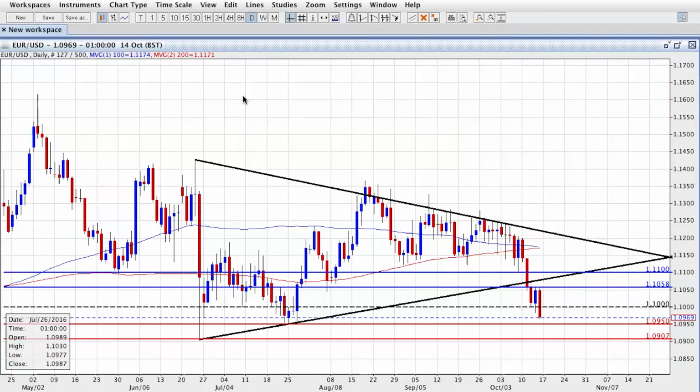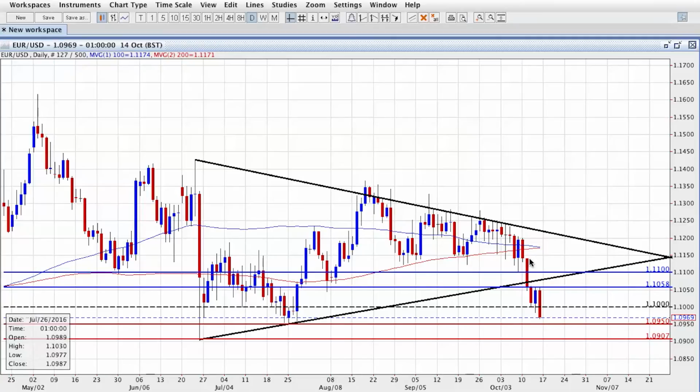If we have a look at what's been happening with the euro, we did have a very bearish week for the euro last week. Once we broke underneath this triangle around the 111 area, it was really a one-way trade for the euro, and it was a sell all the way down on Friday to the 109.60 level, where we really bottomed out and where we're currently sitting now.